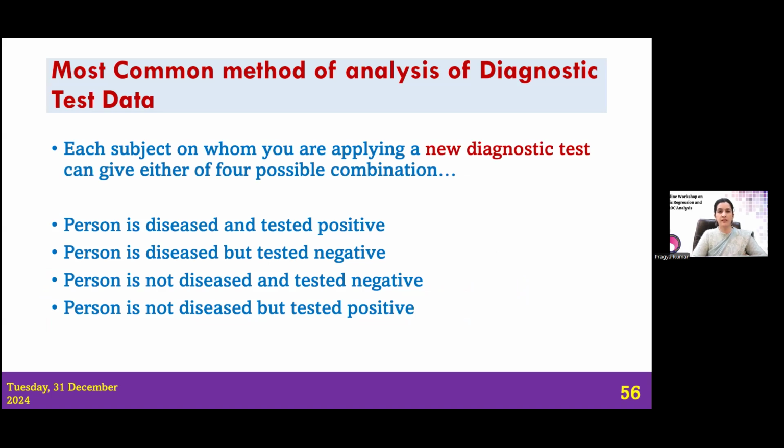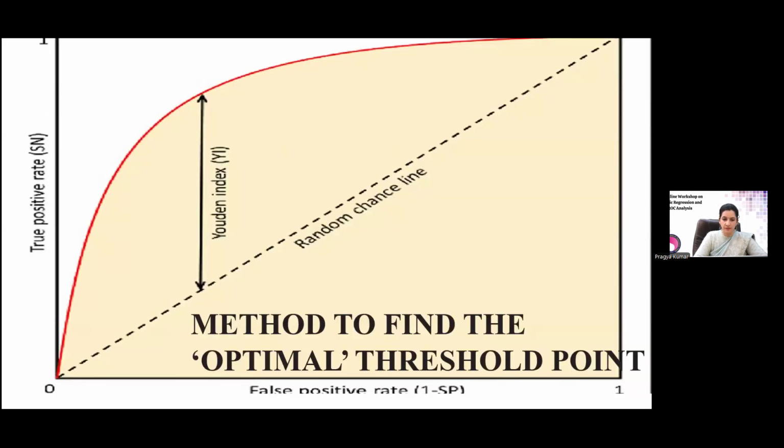So again, this is just saying that for any person on whom you perform a test, if he comes to your clinic and you perform a test, there are 4 possibilities. The person is diseased and he has tested positive. So that is true positive. The second scenario could be the person is diseased but tested negative. That is your false negative. The third scenario could be the person is not diseased and tested negative. So that is your true negative. And the fourth scenario could be the person is not diseased but tested positive. So that is your false positive.